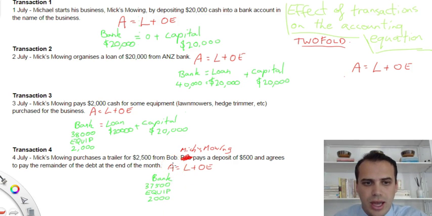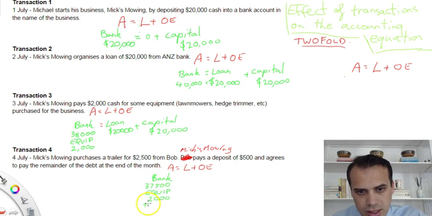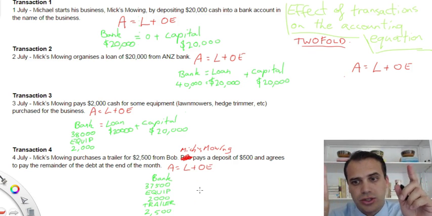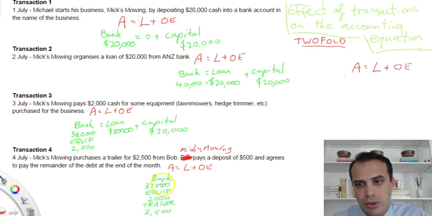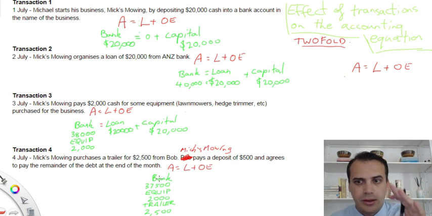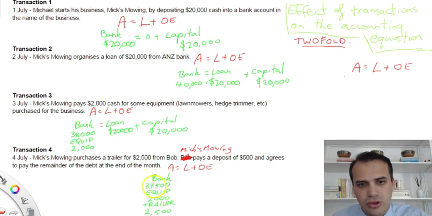Now we get a third asset. Our third asset is our trailer. And the trailer is valued at $2,500. Okay, so 2 accounts have been changed so far. The bank account has dropped by $500, and the trailer account, which is newly created, has gone up by $2,500. Now, problem here, we have 2 accounts changing, so twofold, that's awesome, but it's not balanced. $500 has gone down and $2,500 has gone up.